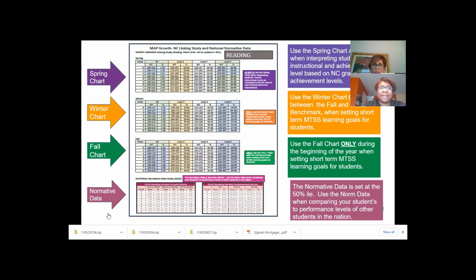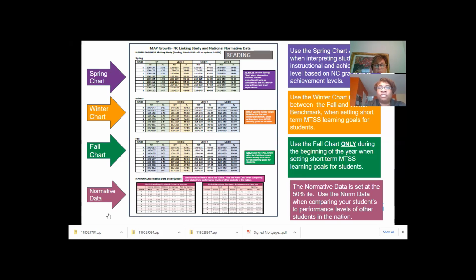you notice that there are three components to this. It's the spring chart, the winter chart, the fall chart, and the normative data chart. And so we've added call outs on the side of the actual Lincoln study this time, just to guide your use of the document. Oftentimes we have school leaders and teachers using the document, but not quite sure what all the different charts are and when they're to be used. So we had that call out on the document so you can guide your use.